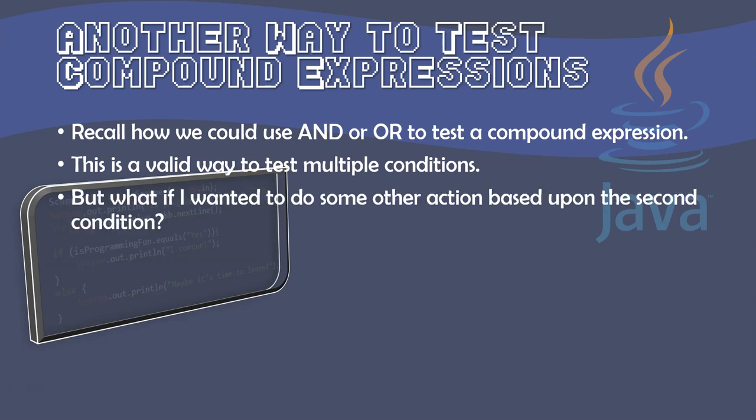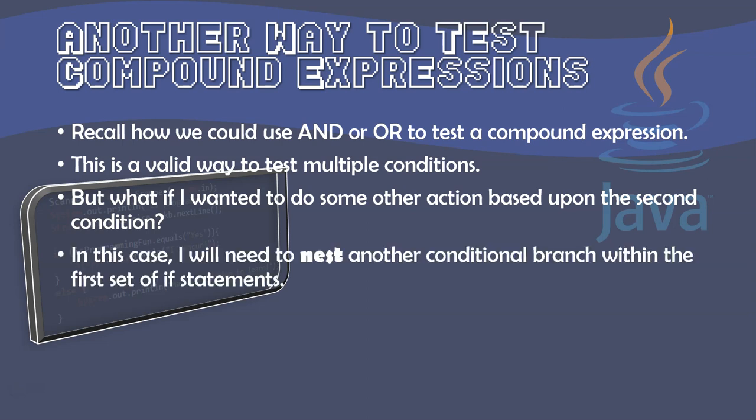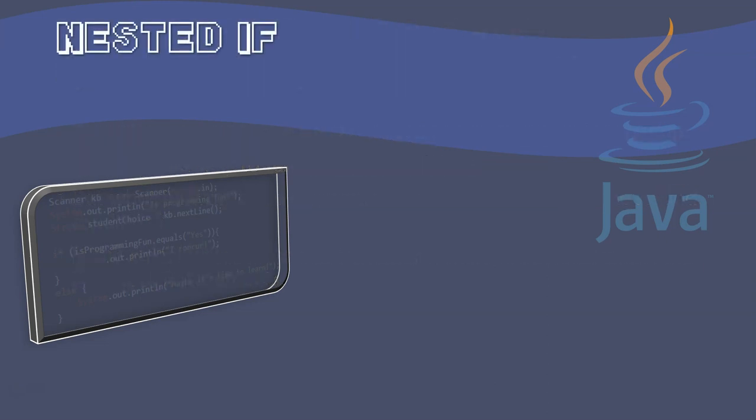But let's just say I wanted to do some other action based upon that second condition. Let's say we wanted to test to see if a number is positive, and then test to see if it's less than 0. Or maybe we have multiple conditions, maybe three conditions we're testing, and we want to act on that third condition. How do we set that up? Well, in this case, I will need to nest another condition branch within the first set of if statements. So let's look at what a nested if exactly is.